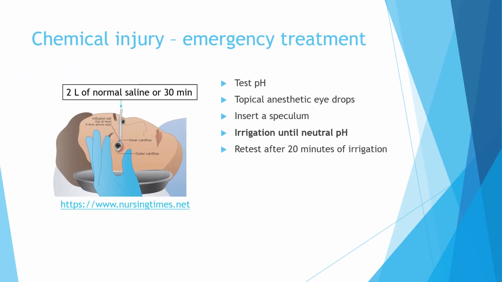The key is to perform irrigation until neutral pH, and this cartoon shows you the setting. So the steps are: test the pH, apply topical anesthetic eye drops, insert a speculum, and irrigation. Remember to retest the pH after around 20 minutes of irrigation, or else you will be testing the irrigation fluid. You must also remember that you do not use acidic solution to neutralize the alkalis, because the reaction actually causes more harm.